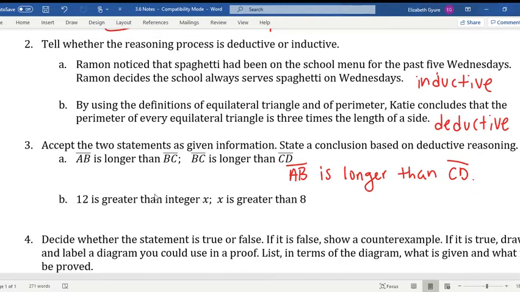And it also says integers. So we want to use lists of our integers, right? So we wouldn't want to write an inequality or anything here. We're just going to simply say that x is either 9, 10, or 11.